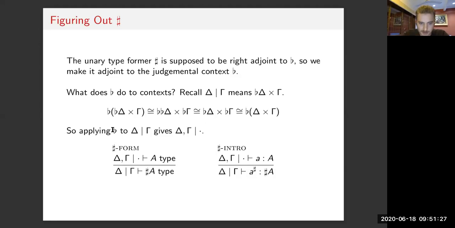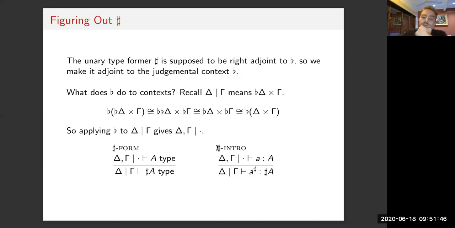So applying the judgmental version of flat to a general context, what it does is it takes the gamma bit and moves it over into the special part of the context and leaves the ordinary part of the context empty.